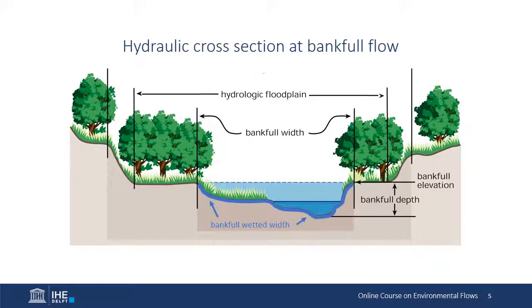A cross-section is a two-dimensional view of the elevation profile perpendicular to the river channel. A full hydrologic cross-section includes both the river channel and its riparian and floodplain areas. The boundary between the river and its floodplain is referred to as bank full flow and can be characterized by a bank full width, bank full depth, and bank full wetted width. The hydrologic floodplain extends beyond the edge of the channel to the outer limit of the floodplain.